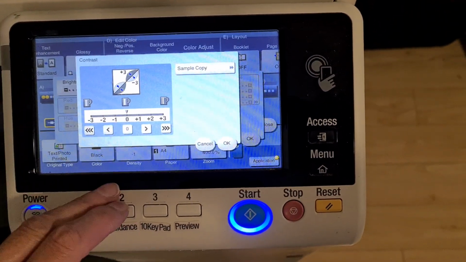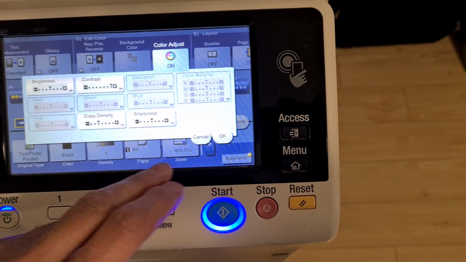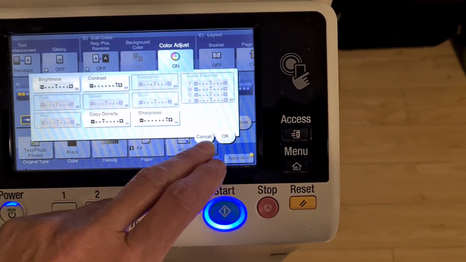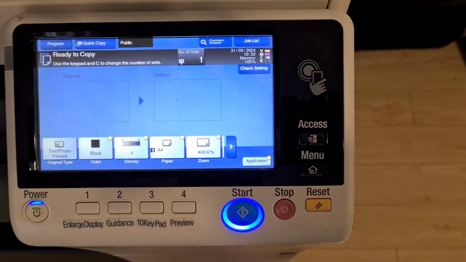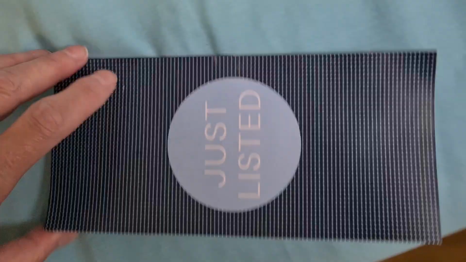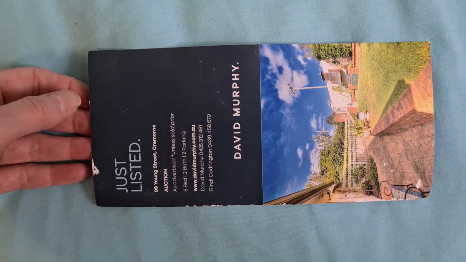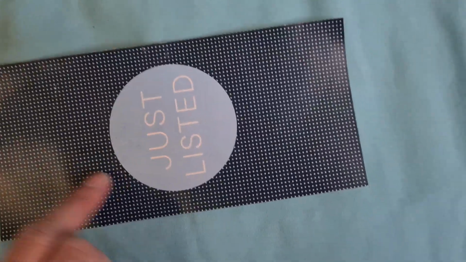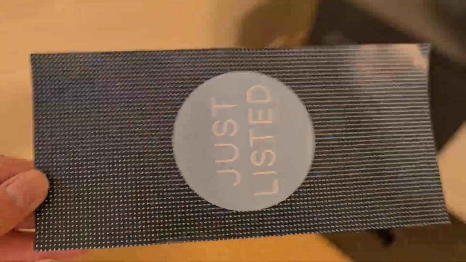Don't know how this is going to work, folks. Okay, let's see what we have here. We have here, yes, a flyer, which is a real estate piece of shit. We're interested in the pattern here, that dotty pattern.